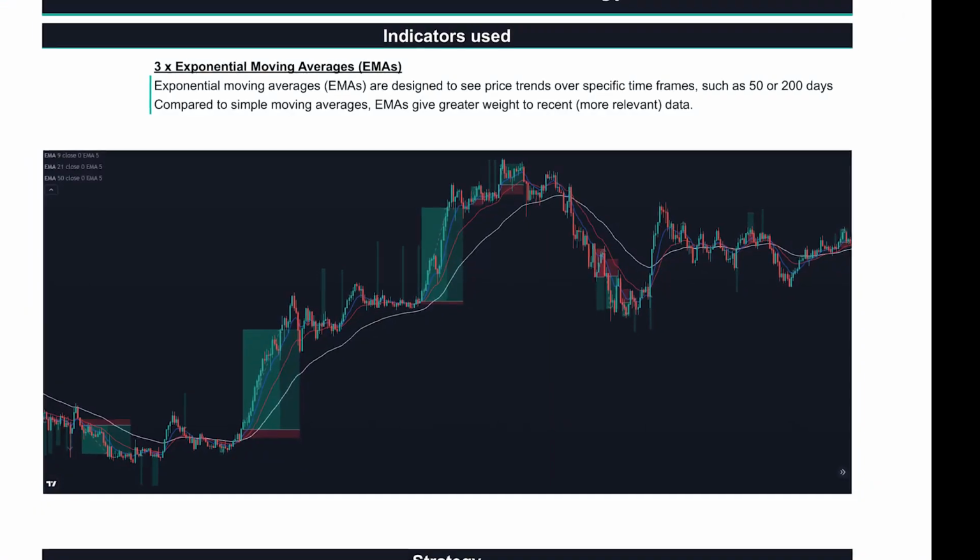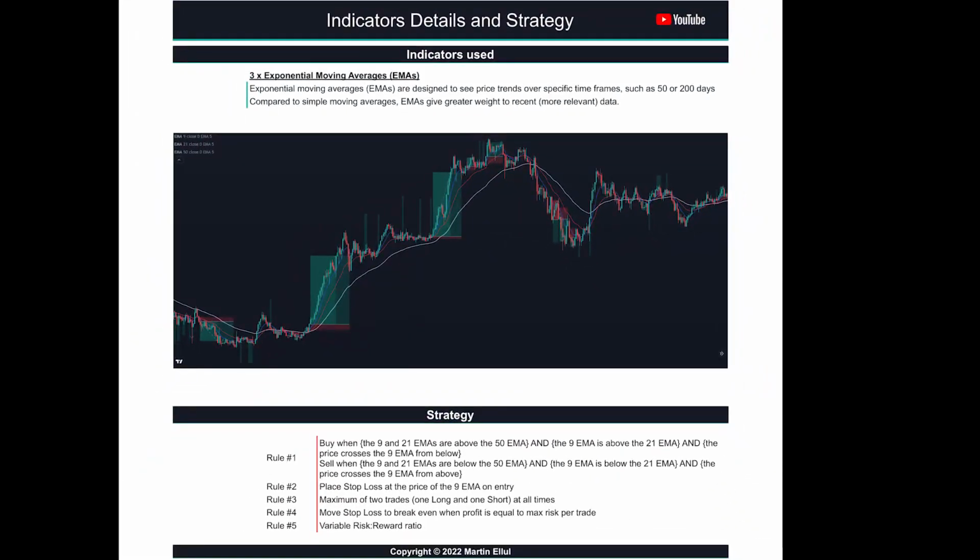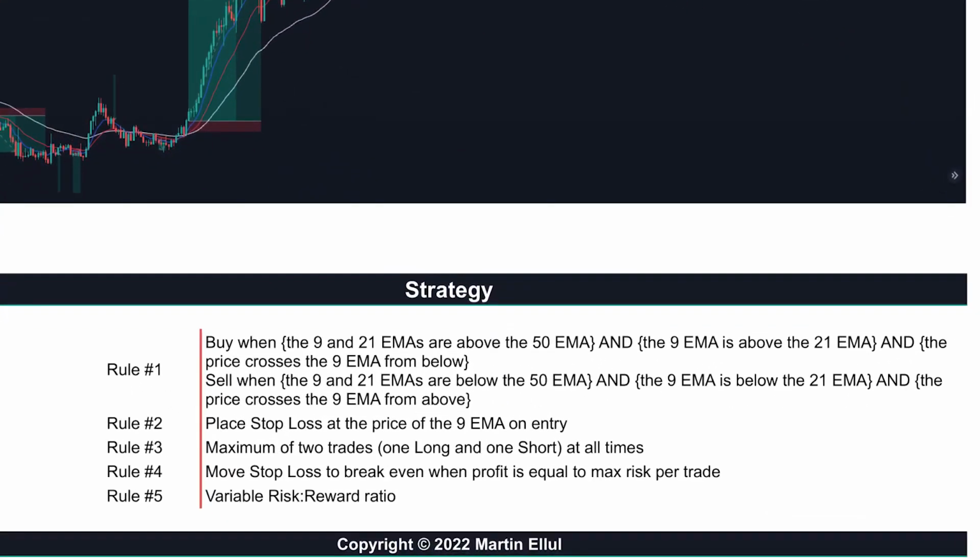So this backtest is based on the weekly time frame with a variable risk-reward ratio. So we go long when the 9 and 21 EMAs are above the 50 EMA. Also, when the 9 EMA is above the 21 EMA and the price crosses the 9 EMA from below. And similarly, we go short when the 9 and 21 EMAs are below the 50 EMA, the 9 EMA is below the 21 EMA, and the price crosses the 9 EMA from above.